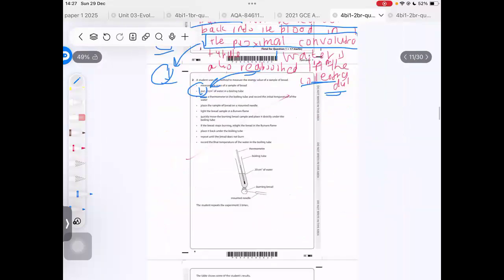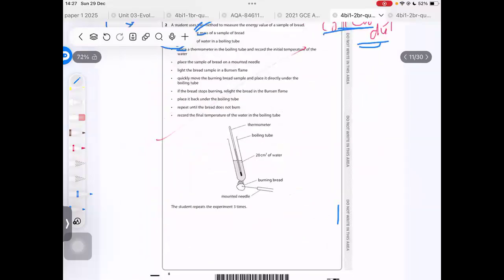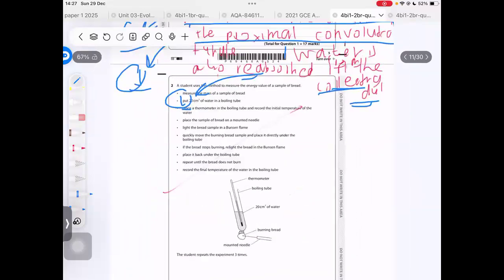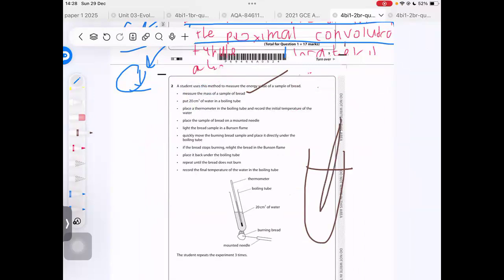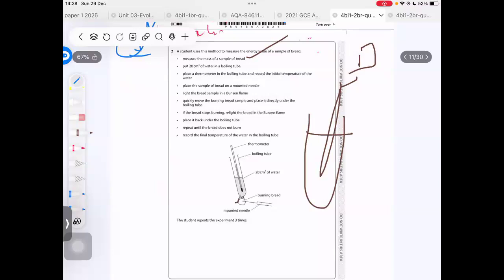Right, let's move on to the second question. Here they have done an experiment. A student uses this method to measure the energy value of a sample of bread. So he measures the mass of the sample of bread. He puts 20 cubic centimeters of water into a boiling tube. Then he places the thermometer. He records the initial temperature. Then he places the sample of bread on a mounted needle like this. And then he lights the bread using a Bunsen flame, and he quickly moves the burning bread under the boiling tube.